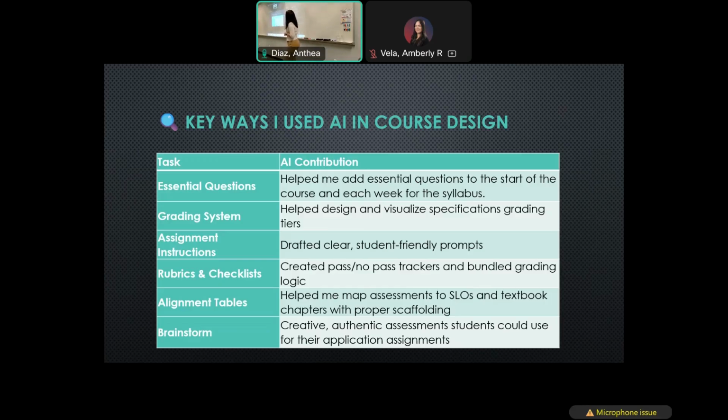It helped me with drafting clear, student-friendly prompts, created pass and pass trackers and bundled grading logic, helped me with checklists, and also making sure that we stay aligned with the SLOs, and then also with just some ideas for creating authentic assessments that students can use with their application assignments.